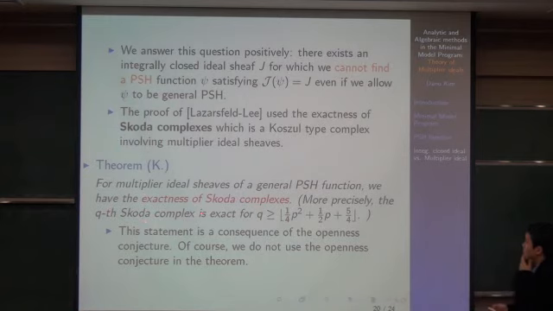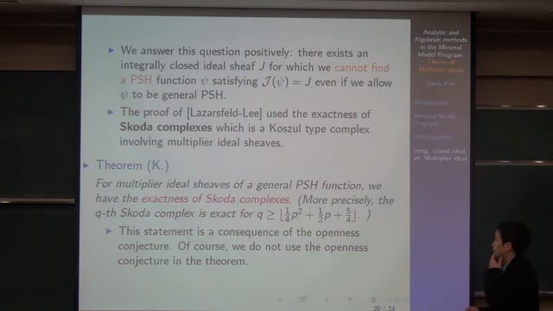And actually, this exactness is a consequence of the openness conjecture. This openness conjecture was a statement in terms of multiplier ideal sheaves. So if you assume this nice statement, then you can quite easily prove this exactness. But of course, the point of our work is that we don't use this openness conjecture.